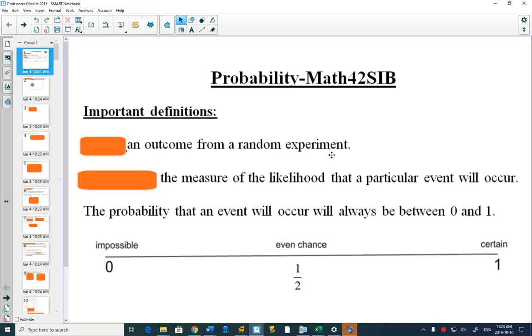Some important definitions for probability. An event is an outcome from a random experiment, and probability is measuring how likely an event will happen. Does it make sense that probabilities will never be bigger than 1? Sometimes people say things like "I'm 110% sure" to overemphasize, but that actually doesn't make sense. The greatest probability is 100%, which as a decimal would be 1, and impossible would be 0.